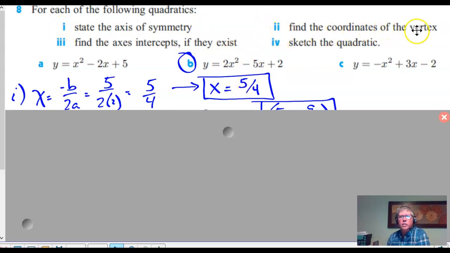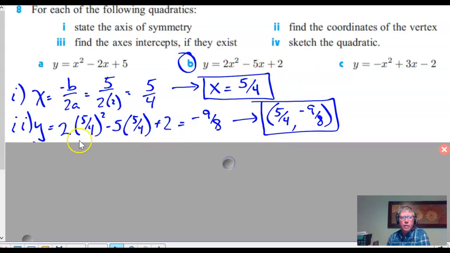Part 2, find the coordinates of the vertex. So I'm going to plug 5/4 into the equation. I'm going to multiply, and I got -9/8. I apologize. It was late, and I'm pretty sure that's right. But I've been known to be wrong before. But the idea is correct. The idea. I'll model that. You show me the work, I'll give you an A all day long. All right. There's the vertex.